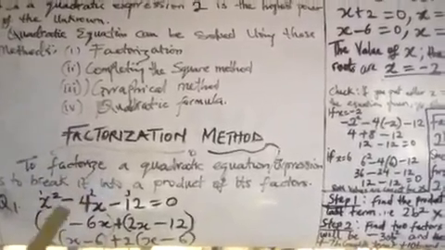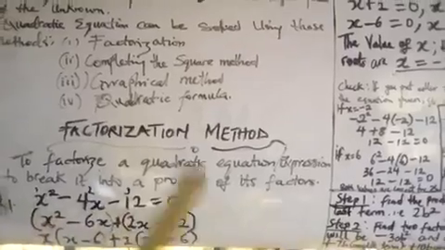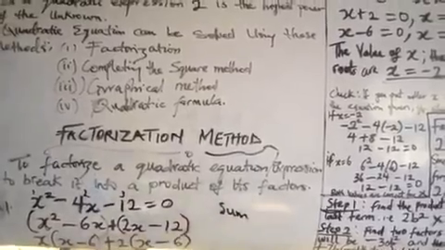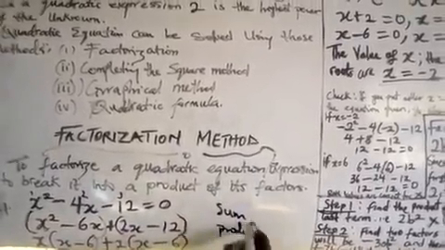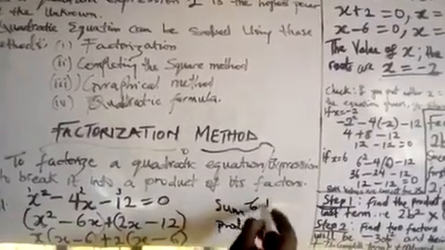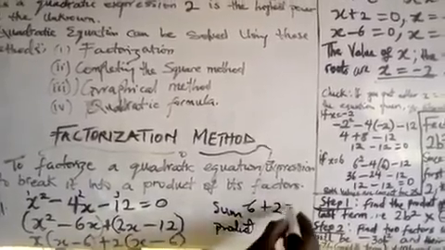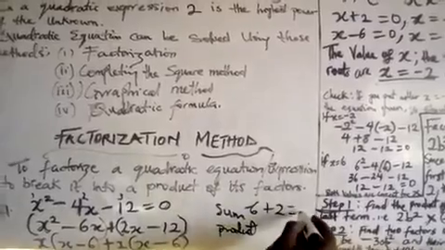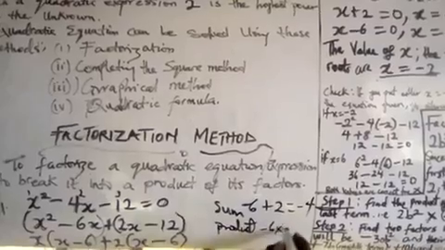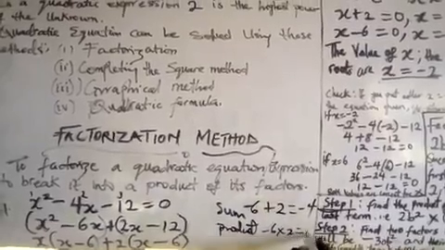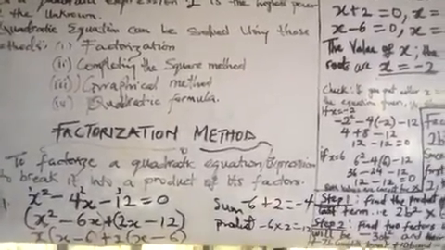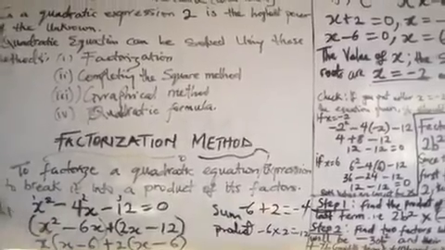Just think about it: the sum of those values gives the middle term, and the product gives the last term. So for this, minus 6 plus 2 gives you minus 4, that's the sum. At the same time, if you multiply minus 6 times 2, it gives you minus 12. So minus 6 and 2 are the values to be put in this expression.